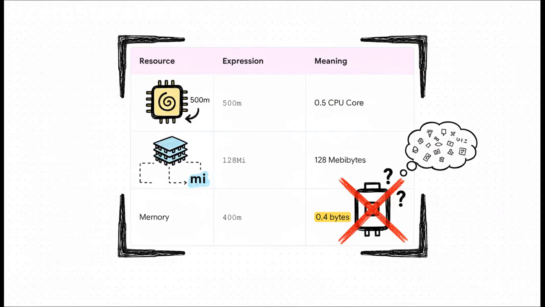Now, the way you actually specify these resources can be a little weird. For CPU, you'll see things like 500m, which just means 500 millicores, or half a CPU core. Easy enough. For memory, you'll typically use units like Mi for mebibytes. But you have to watch out for this last one. It's a classic gotcha. If you accidentally write 400m for memory, you're not asking for 400 megabytes. You're asking for 0.4 bytes. Yeah, it's a super common mistake that leads to some very confusing problems.